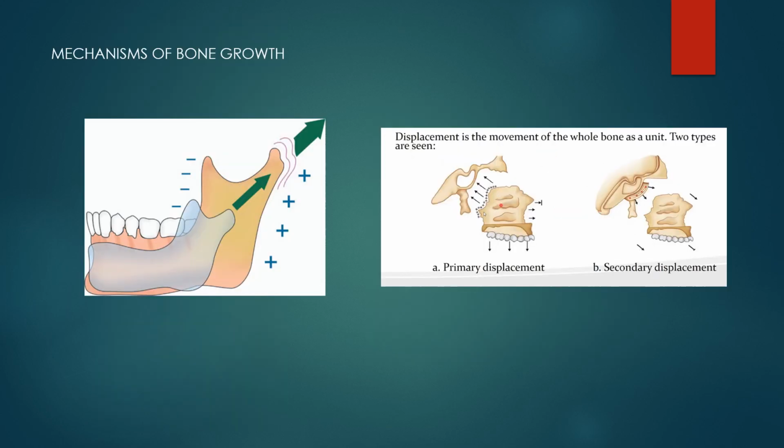The next topic is mechanisms of bone growth. We all know that bone is derived from mesoderm. Bone has mesodermal origin. The first mechanism of bone growth is bone deposition and resorption.